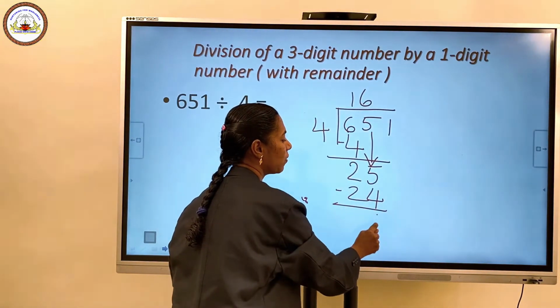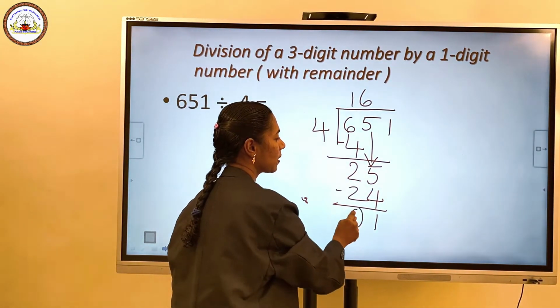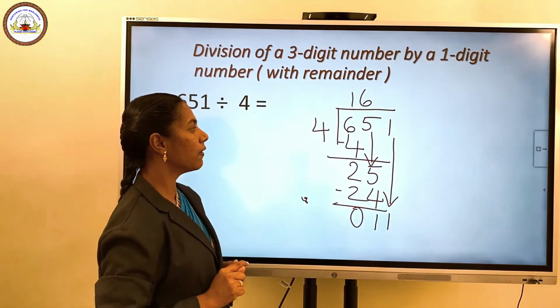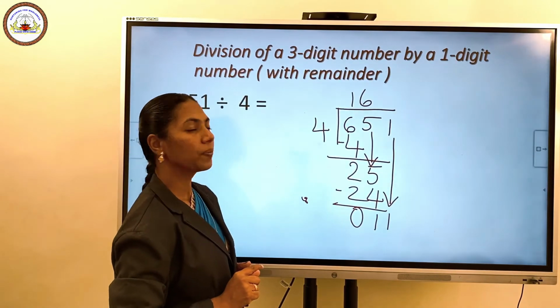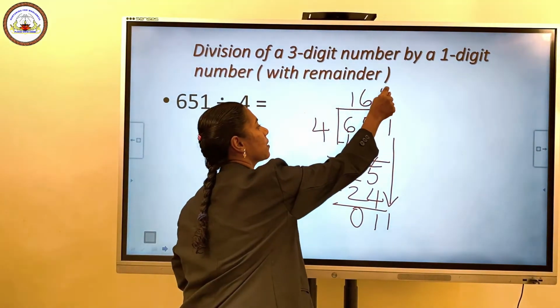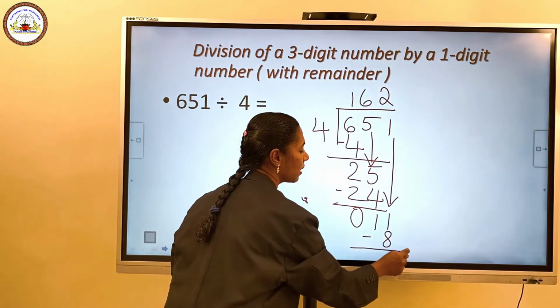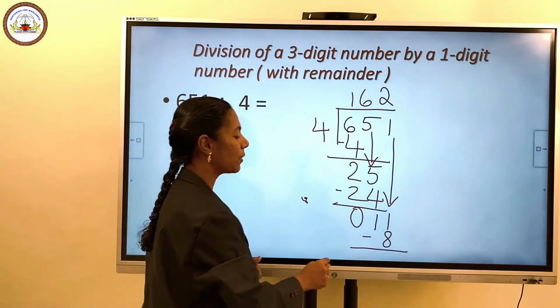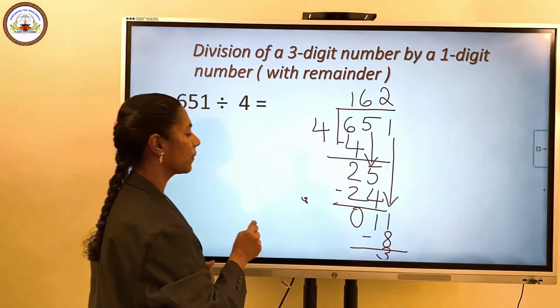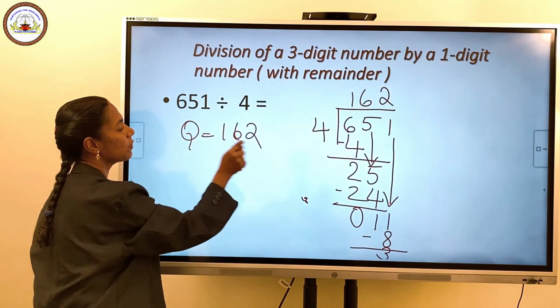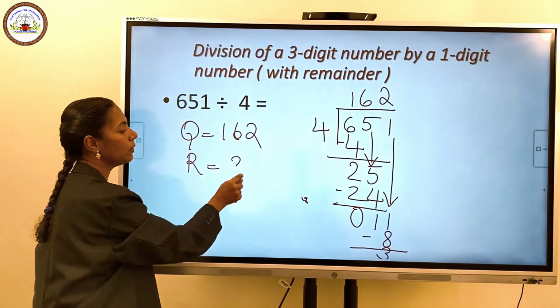Subtract 5 minus 4, 1. 2 minus 2, 0. And bring down 1. In 11, how many tens are there? 4? Only 2 tens. 4 2s are 8. Now subtract 11 minus 8 is equal to 3. Here, quotient is equal to 162. Remainder is equal to 3.